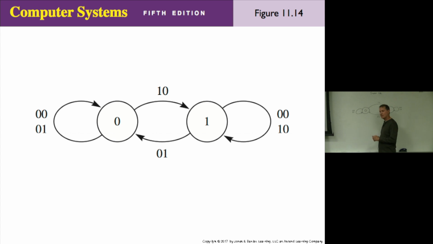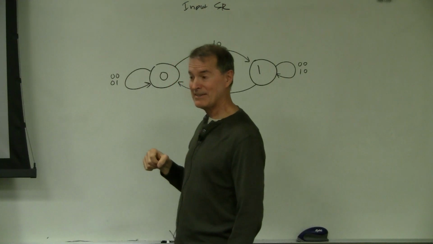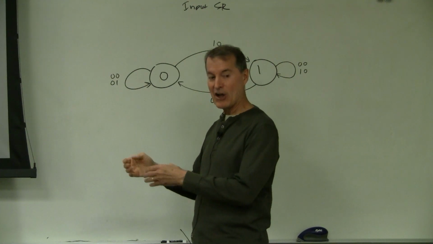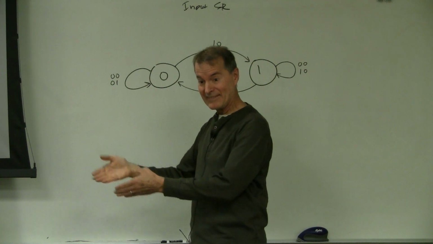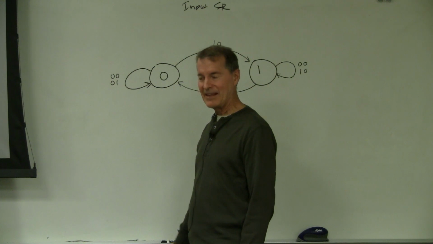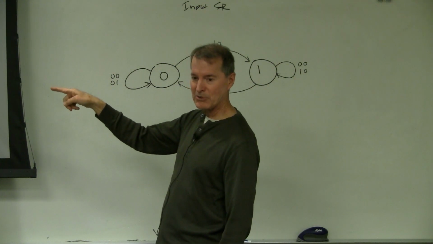And guess what, you guys? When we do sequential design, our sequential designs are all going to be specified by these finite state machines, state transition diagrams. So finite state machines are used not only for parsing and things like that, but also at the hardware level with sequential circuits. And the transitions happen at each clock pulse.